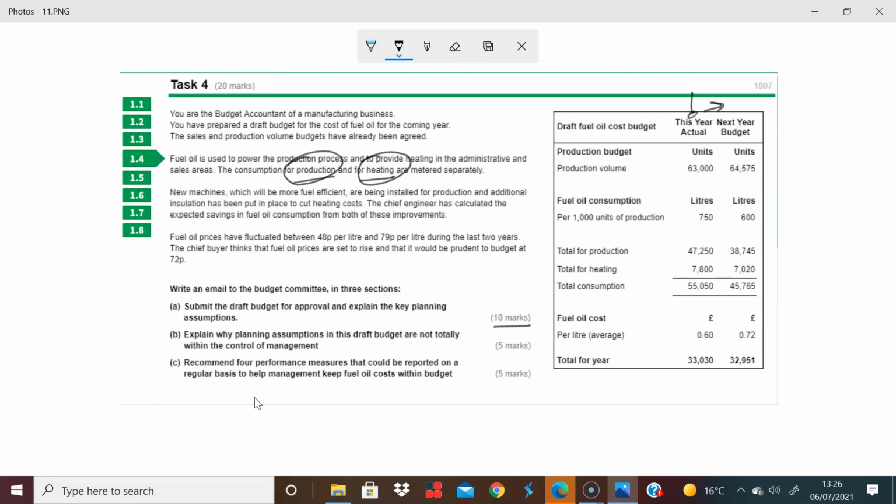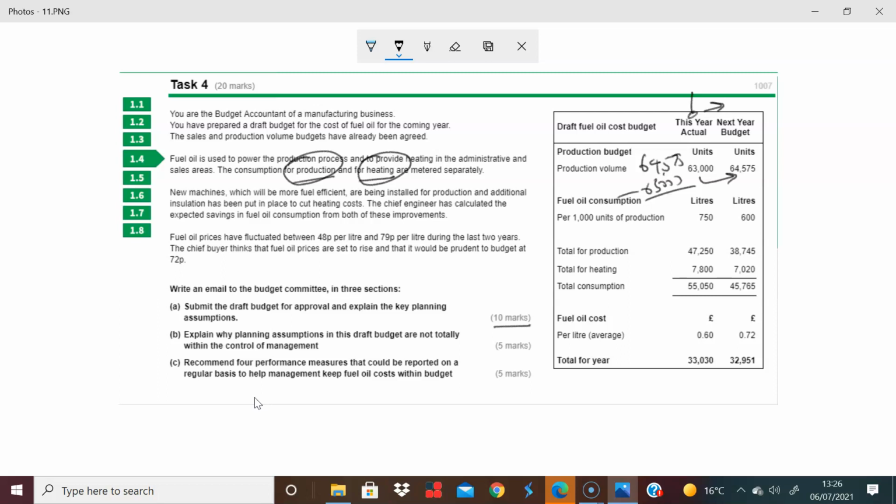What we see, first of all, starting off with production, is an increase in the volume. So you want to highlight that increase in the volume, and technically that volume increase is 64,575 minus 63,000. And then you can do that as a percentage, of course, of the 63,000 because that's the original starting point. This is this year, this is next year.